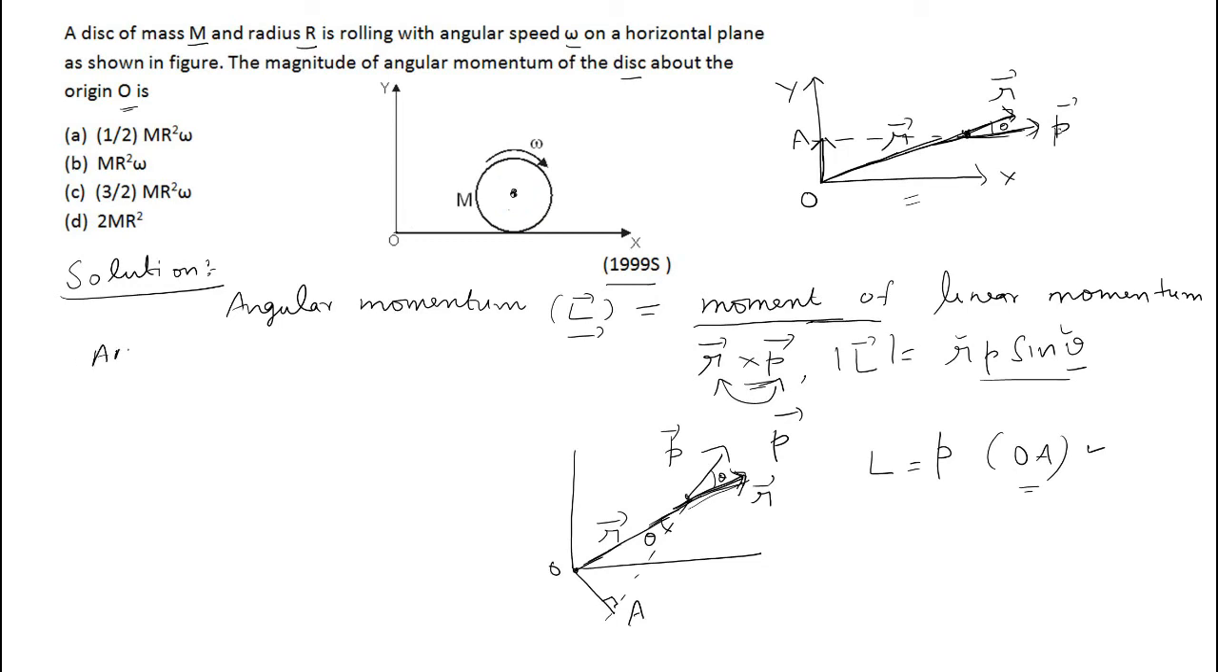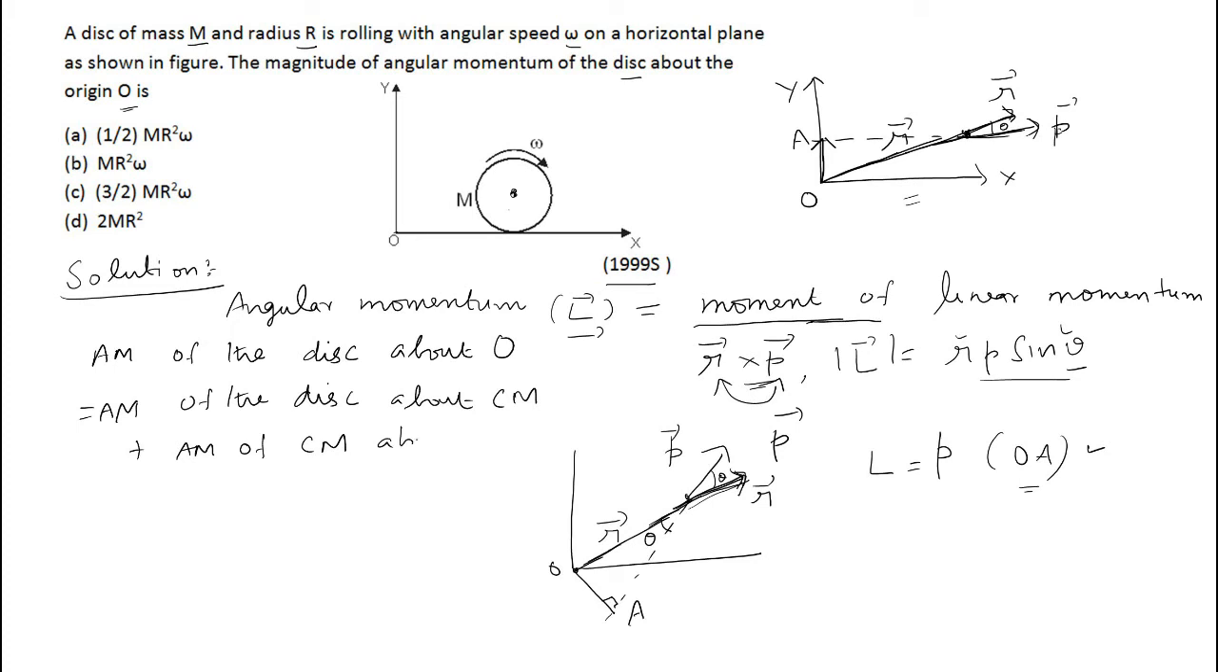That angular momentum of the disk about the origin O is equal to the angular momentum of the disk about its center of mass plus the angular momentum of the center of mass about O. So the angular momentum of the disk about the center of mass is I omega, of course I is mr squared by 2, don't forget it, then plus the angular momentum of the center of mass about O.